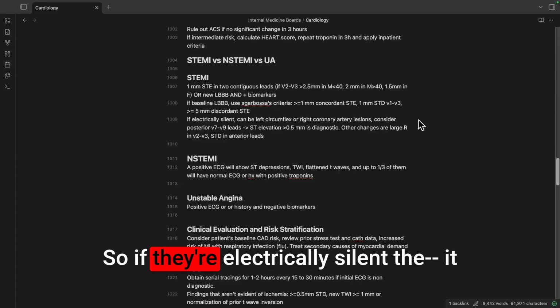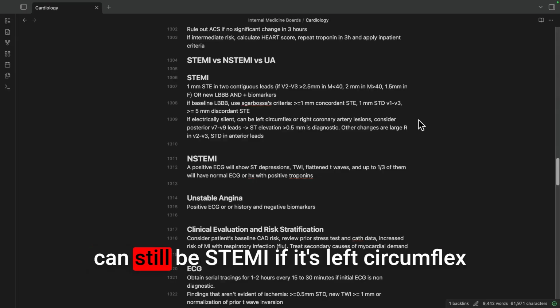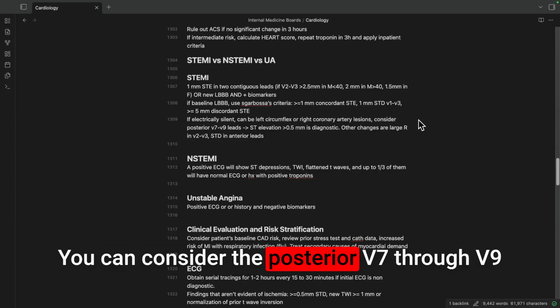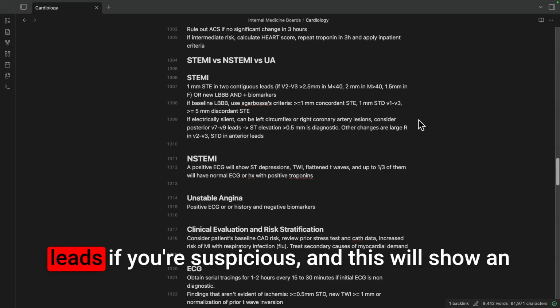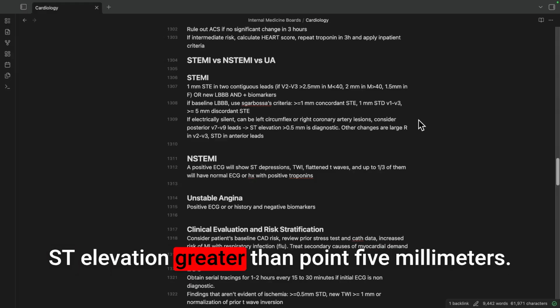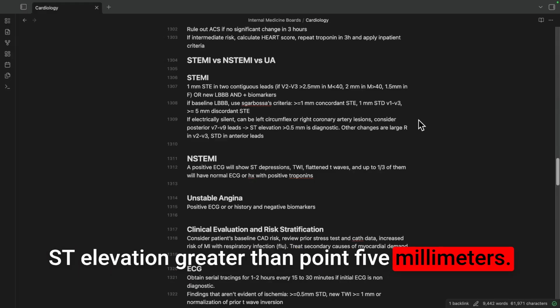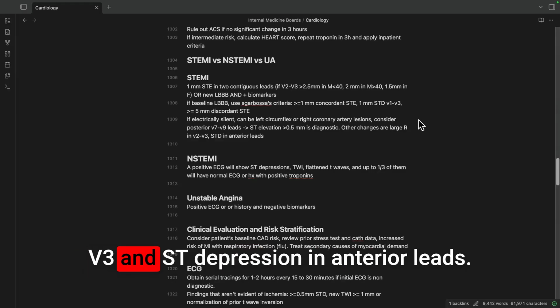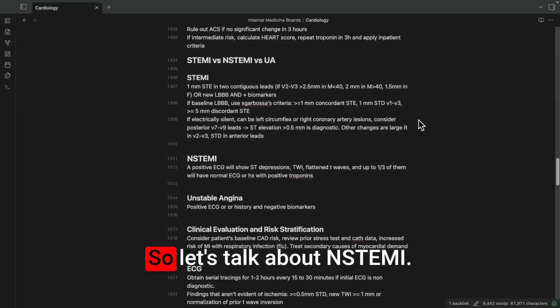So if they're electrically silent, it can still be STEMI if it's left circumflex or right coronary artery lesions. You can consider the posterior V7 through V9 leads if you're suspicious, and this will show an ST elevation greater than 0.5 millimeters. Other changes are large R waves in V2, V3, and ST depression in anterior leads.